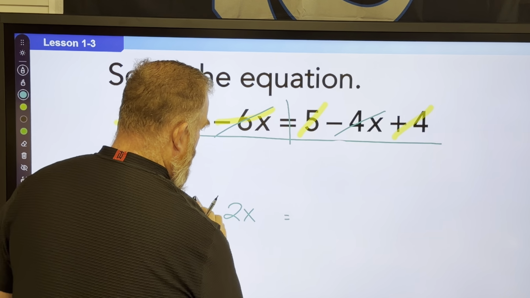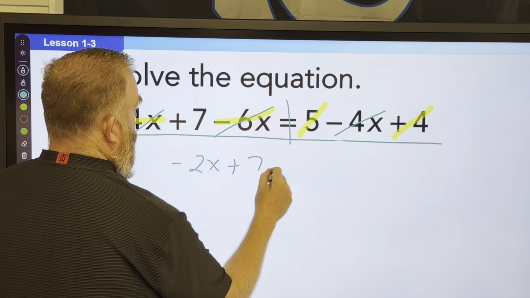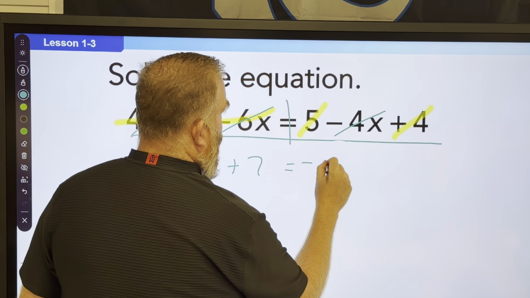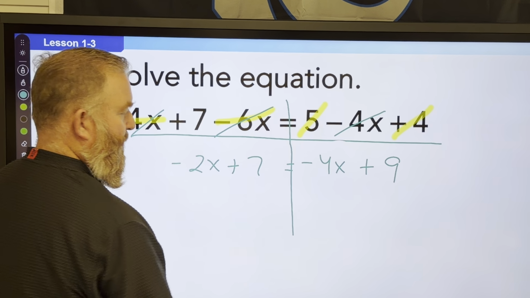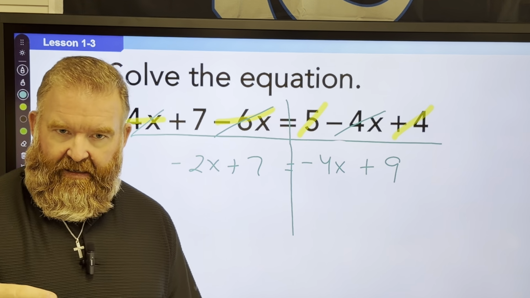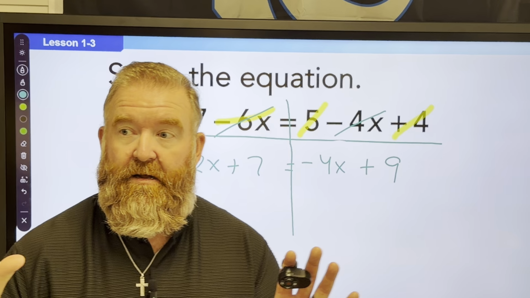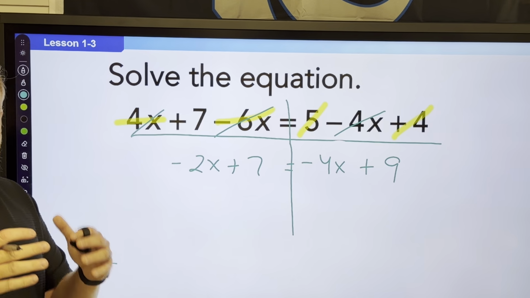I'm going to rewrite all of that. You know what? I'm going to erase it. So I've got negative 2x plus 7, and I've got negative 4x plus 9. Yes? And I'm going to leave my line. What is it? Letters. What side? Work with me. You guys have stuck your hands up. You're fine. Okay? Nobody's embarrassed. Nobody's laughing. You're good. This is why we back up.